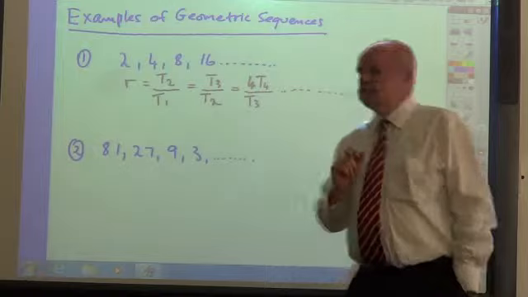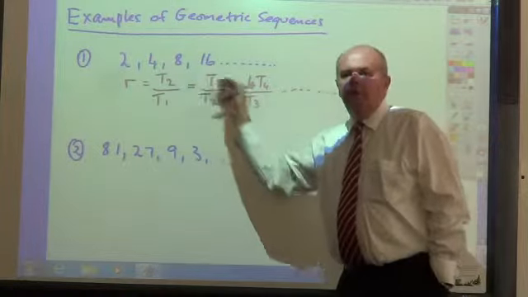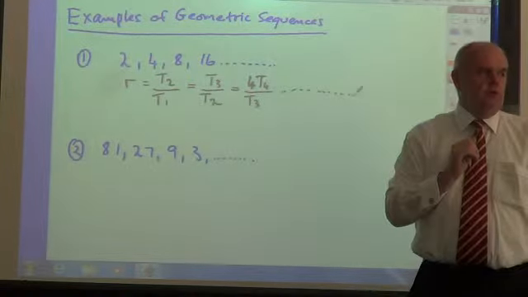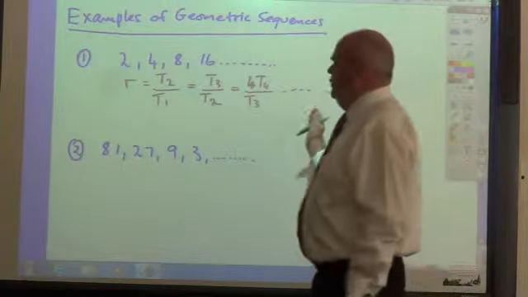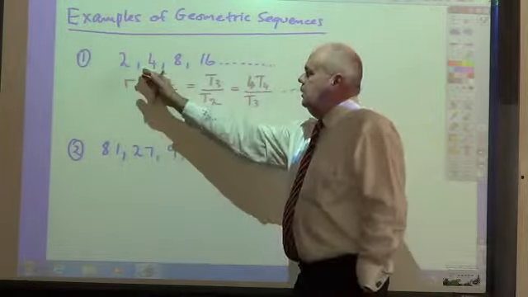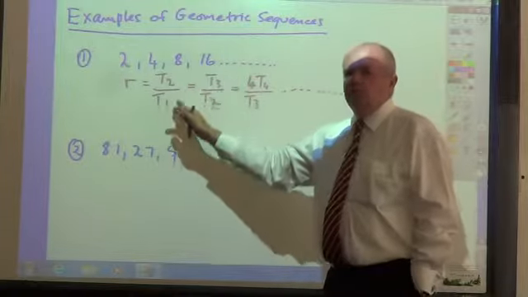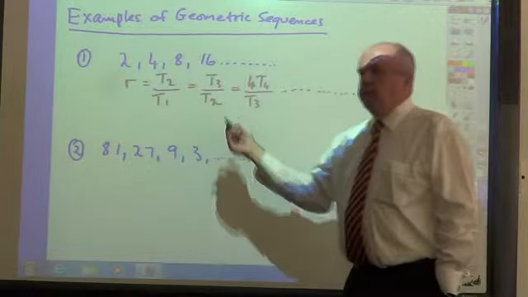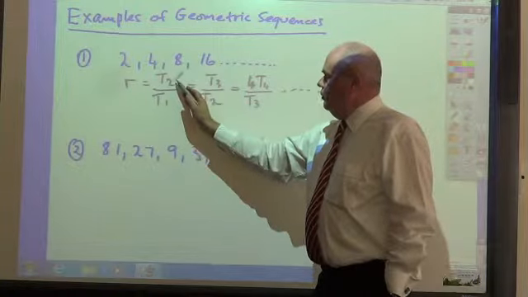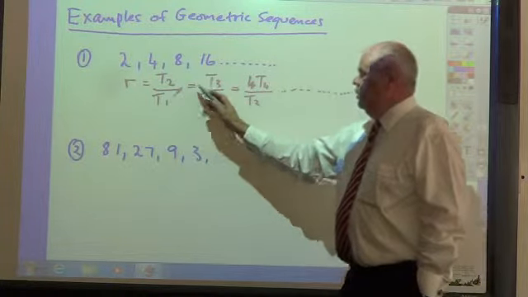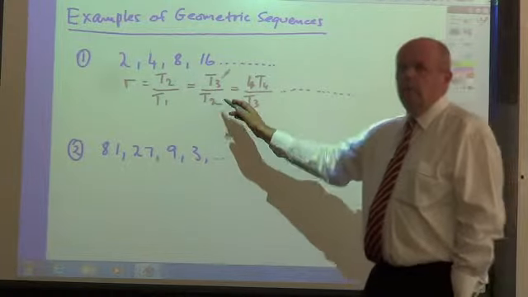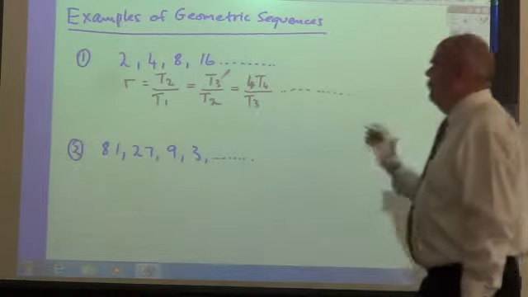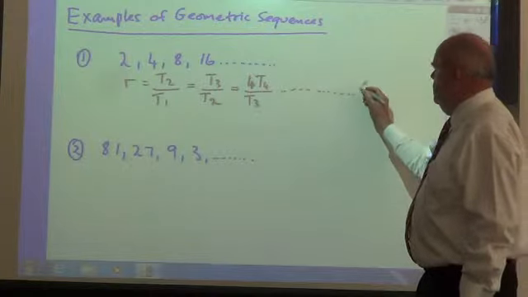Okay? But the point is, if that's not true, well, you don't have a geometric sequence or series. It might be arithmetic, it might be something totally different. But the fact is, it will not be a geometric sequence unless that is true. In plain English, a term divided by its previous term must equal the next term divided by its previous term. Okay? And that's how formally we calculate the common ratio.